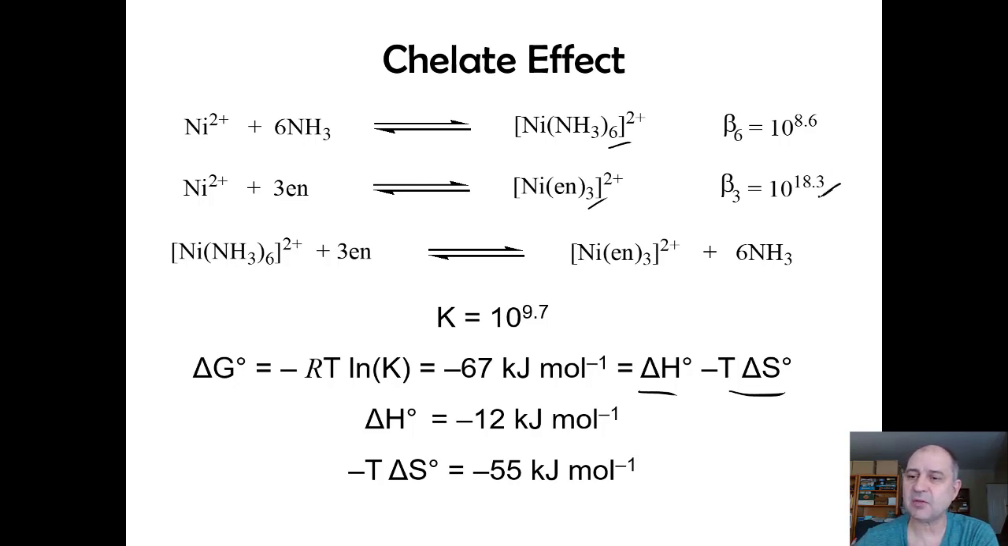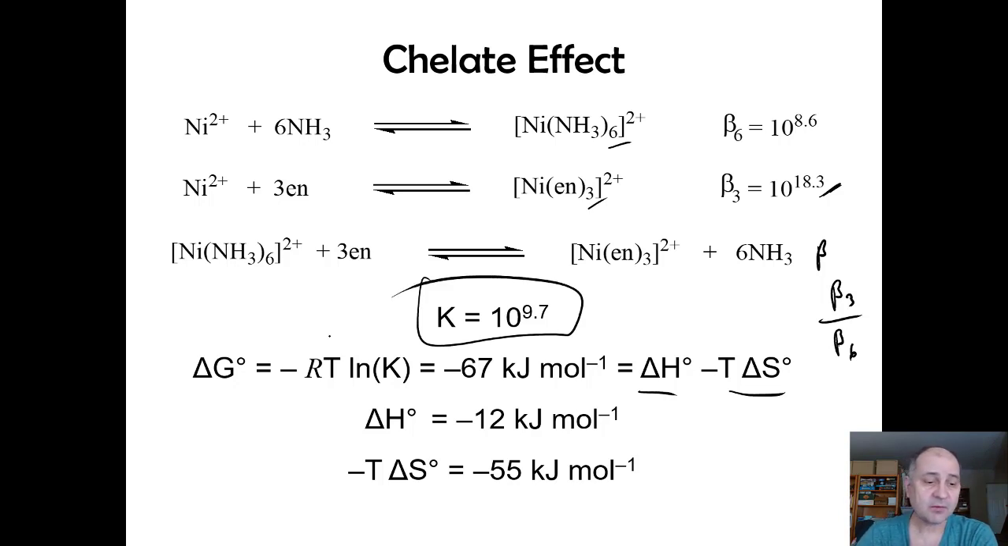You can see that beta 3 for the chelating ligand is much larger, and you can actually calculate it by doing beta 3 over beta 6, and that would also be equal to 9.6. So you can just do 18.3 minus 8.6, so that gives you a K of 9.6. And as I said, in order for a reaction to be spontaneous, we can use this K and determine that here we have a negative delta G, so that's a spontaneous reaction.